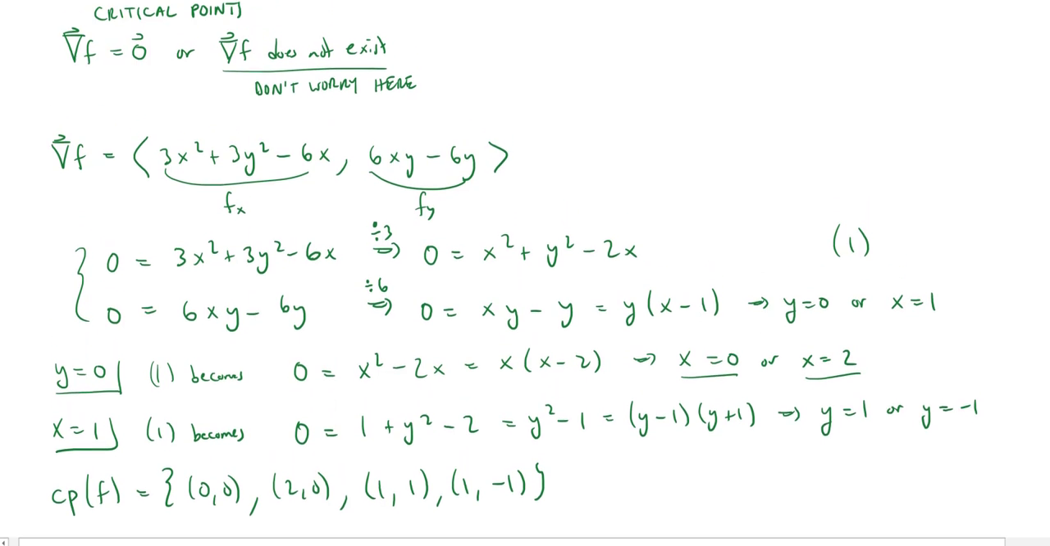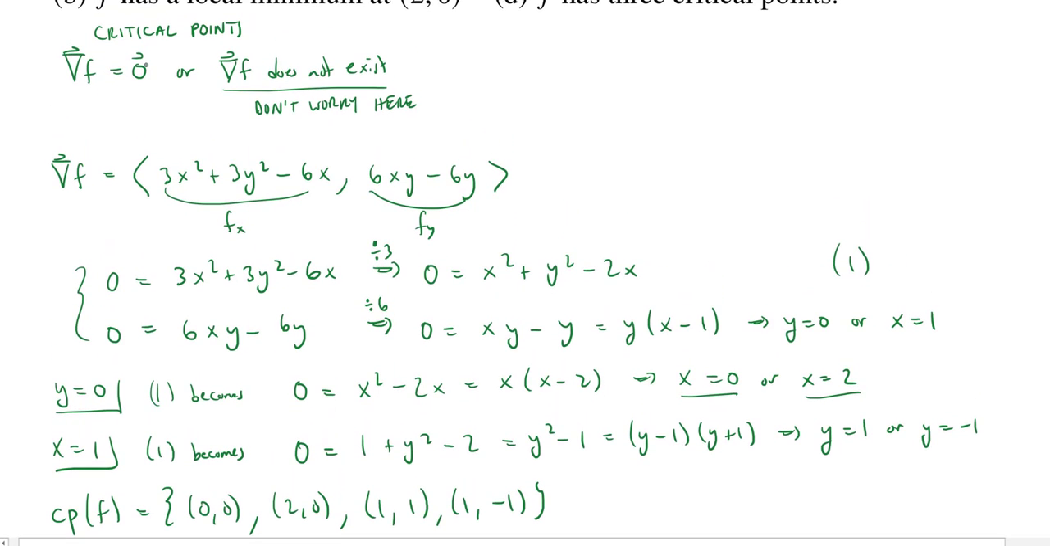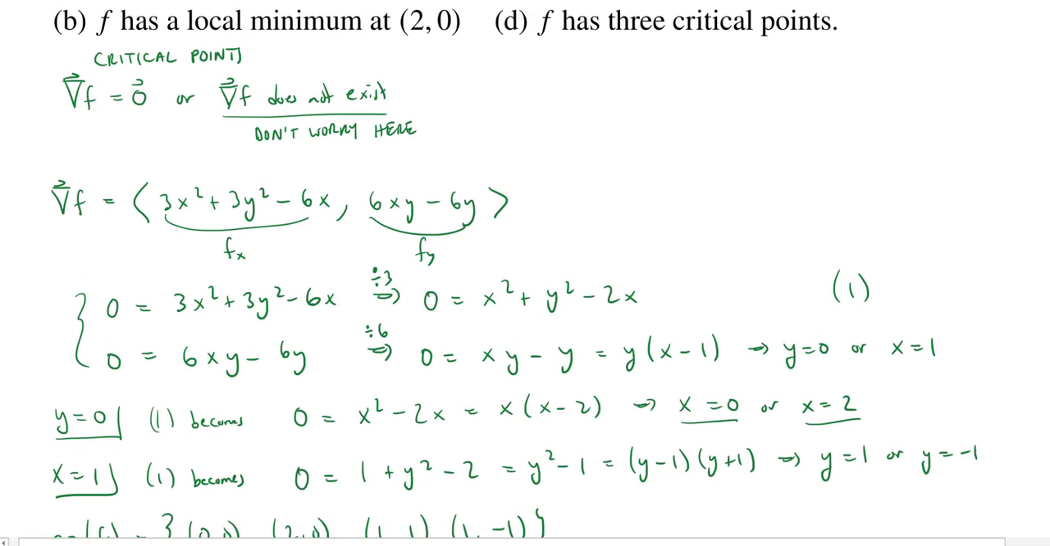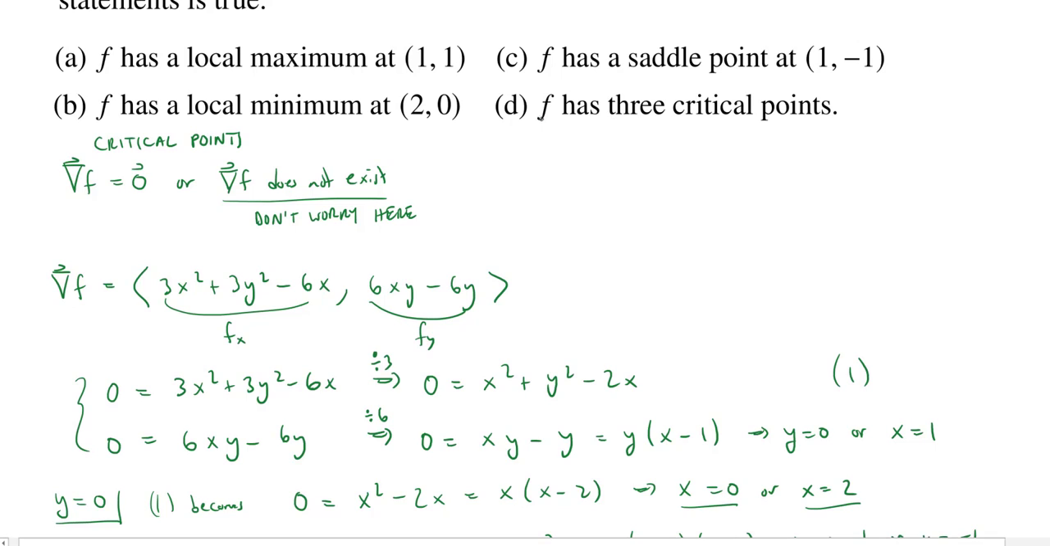Recall, a critical point is where the gradient is equal to 0, and we ended up with 4 different ways of doing that. All right, going back to our choices, remember one of them was, is it true that f has 3 critical points? Well, no, it has 4 critical points, okay? So this one is going to be false.